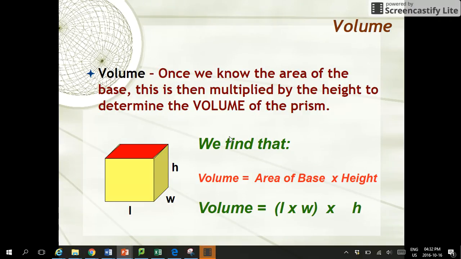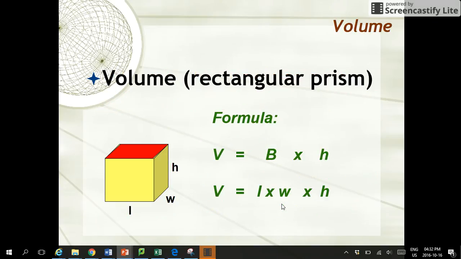Okay. So we find that the volume is the area of the base. So we said the length times the width times the height. But we could say it in another way. We can say base times the height. So that's the area of this base. So you do your length times your width times your height, or you could just go length times width times height. So you've got an option. Either your base, which is your length times width, times your height, or length times width times height.